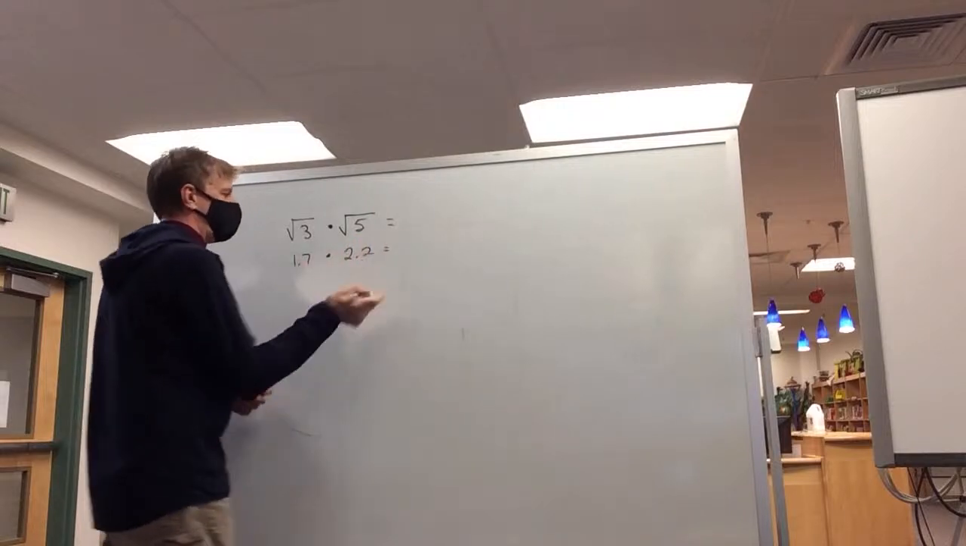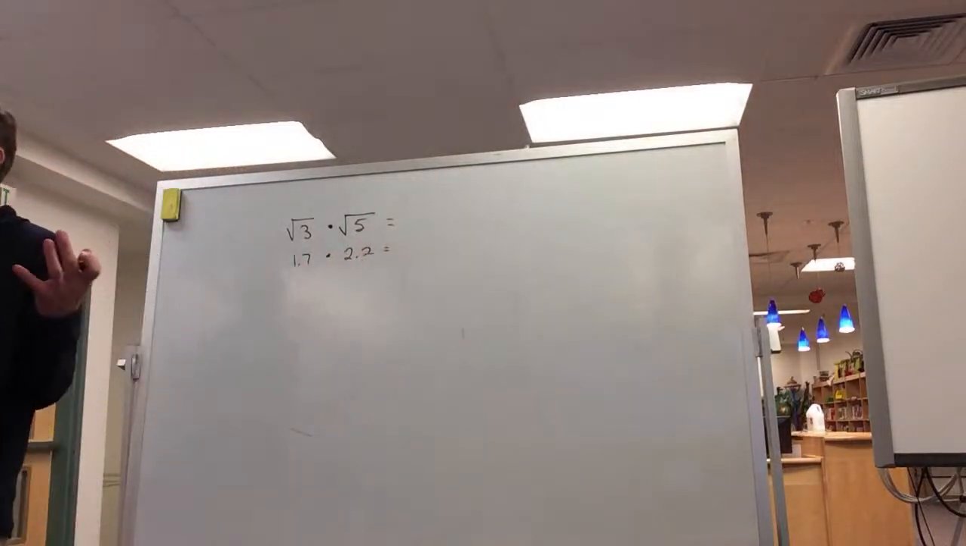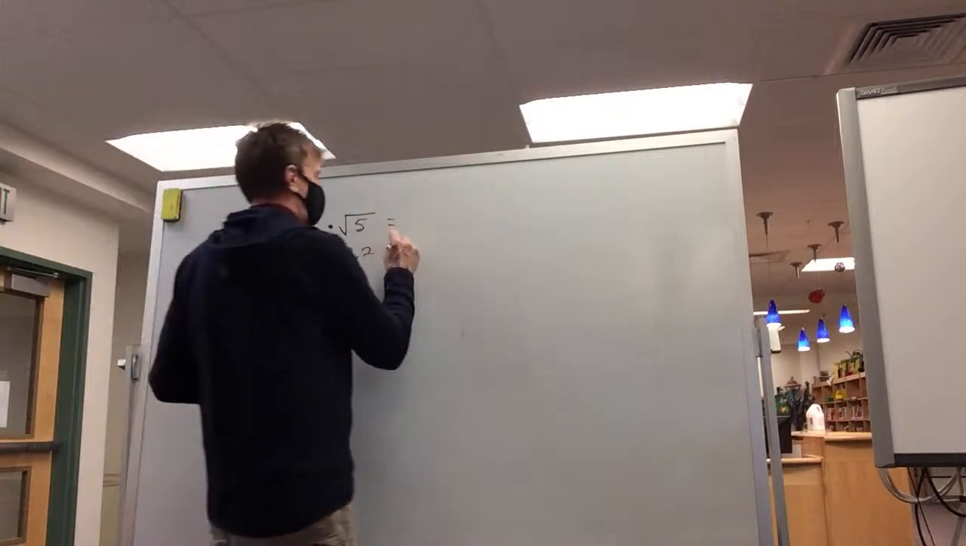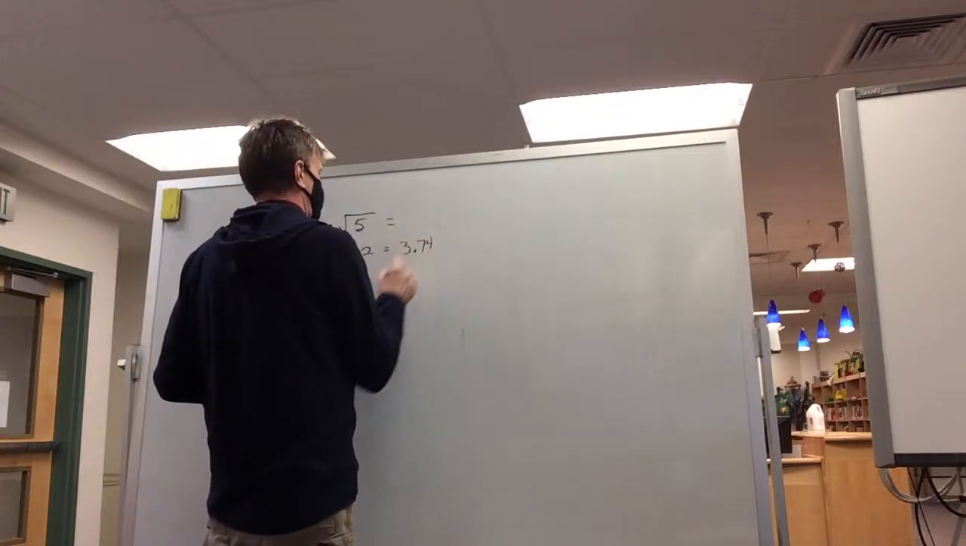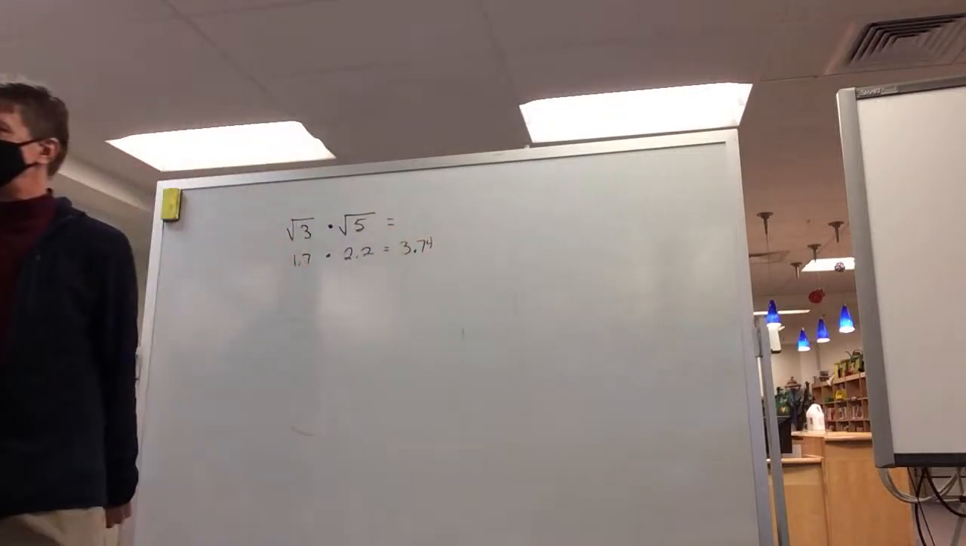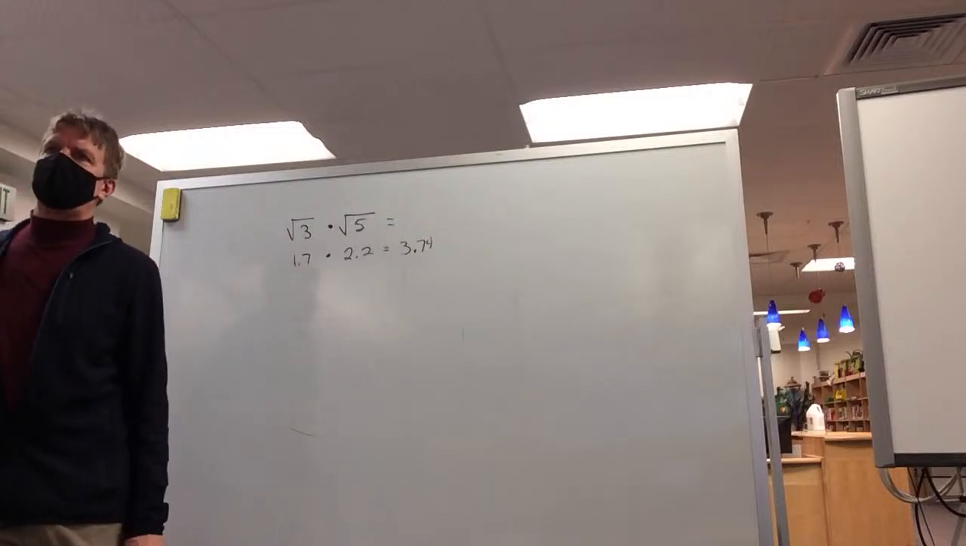Thank you. So what do you get when you take just 1.7 times 2.2? 3.74. 3.74, excellent. Okay, now go into your calculator and do the actual square root of 3 times the actual square root of 5.